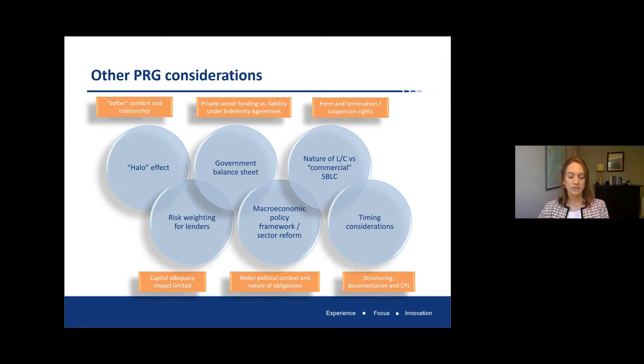The next one to look at just briefly is risk weighting. What do we mean by this? Well, as we've discussed, the PRG product is intended to mitigate risk relating to a particular project. So the logical hope would be that by mitigating that risk, you reduce the need for a lender to include that project on its books with any particular capital adequacy requirements in a similar way to where a guarantee is involved.